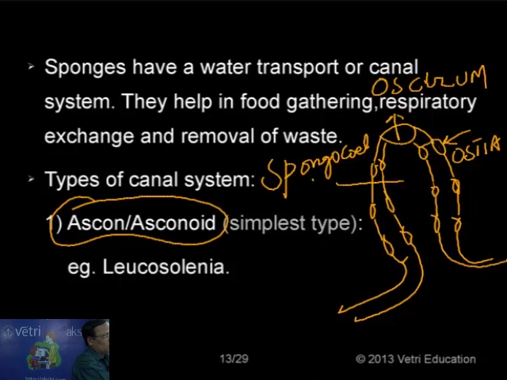Now between the outer and inner openings we have the tube system, what is called the canal system. This canal system is of Ascon type, or asconoid type. It is the simplest type. You can have this in the case of Leucosolenia, the simplest sponge.